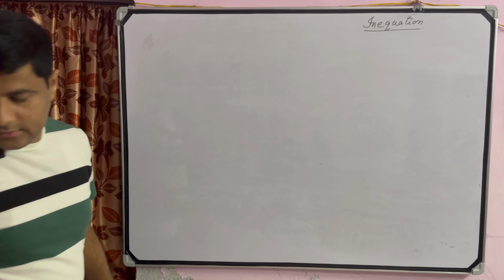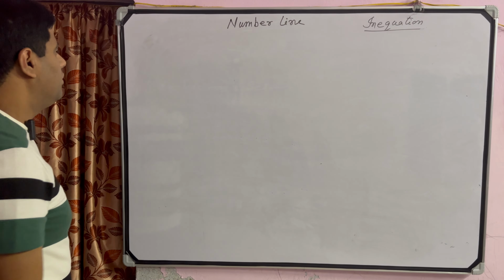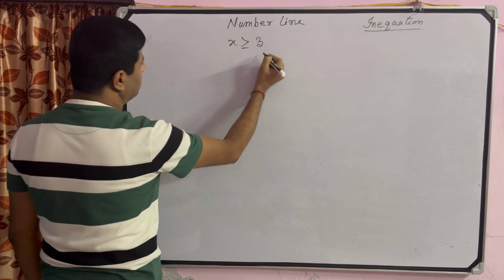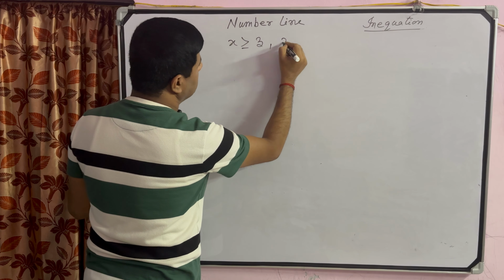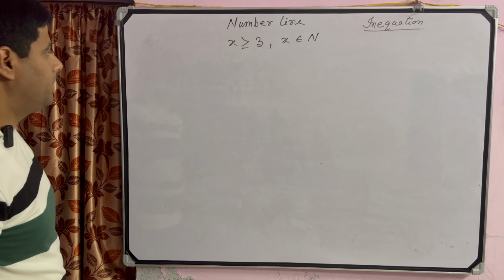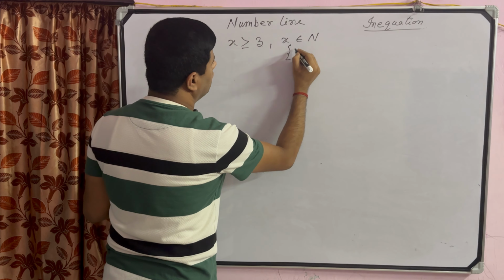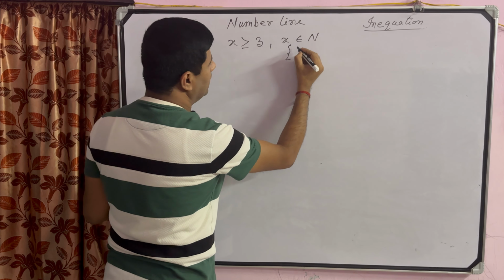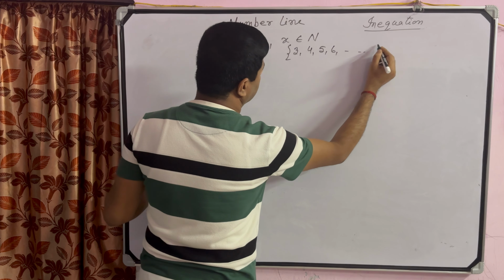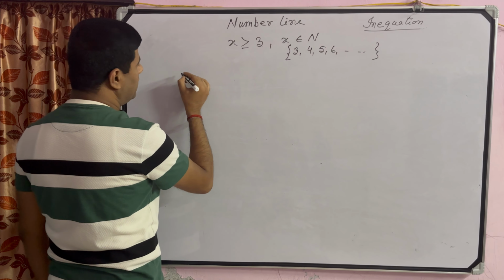So the topic was number line. I'm writing it down. Okay, suppose your answer comes up x is greater than or equal to 3, and x is given as, say, a natural number, correct? This means our answer will be all the values which are equal to 3 and greater than 3. So it will be 3, 4, 5, 6 and so on. And this will be the answer, right? Okay. So how will we plot it?